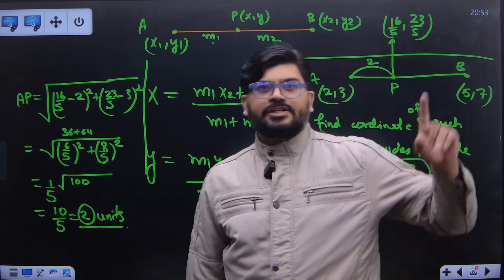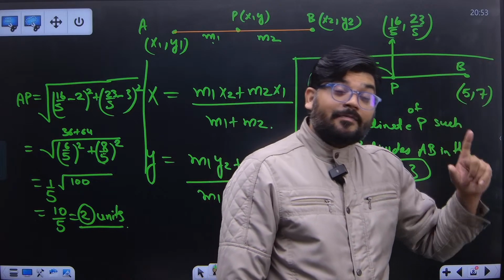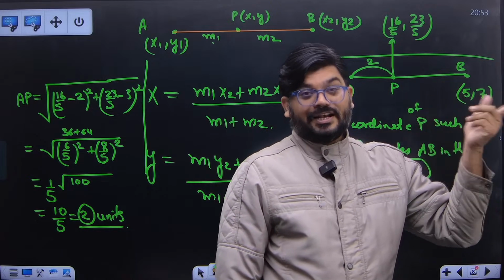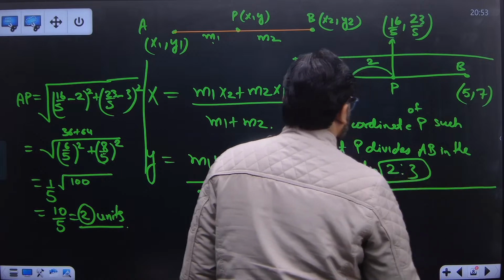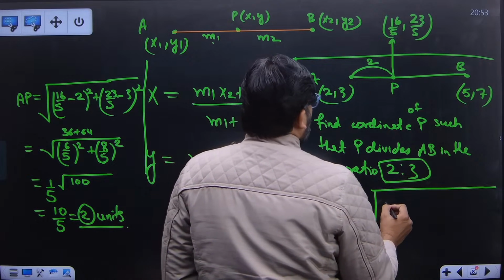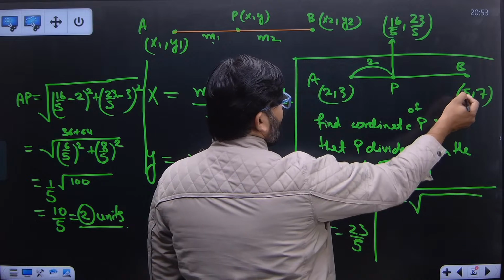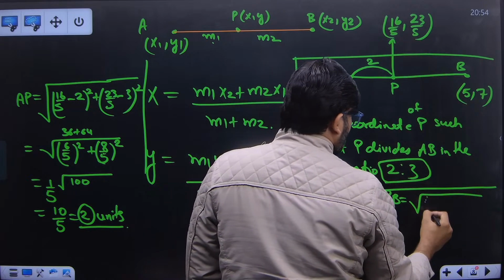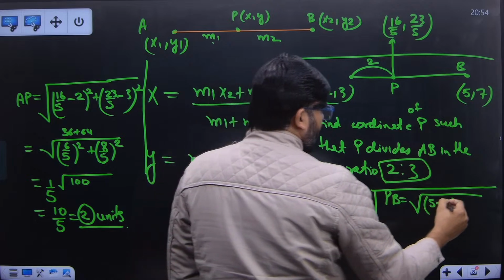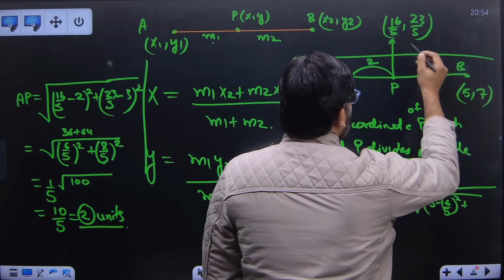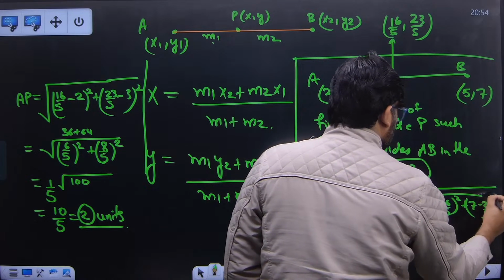Now what do you think the distance PB will come out to be? It will come as 3 units. Let us check it out. I am doing it here so that you can understand. So PB is going to be under root of 5 minus 16 by 5 whole square plus 7 minus 23 by 5 whole square.